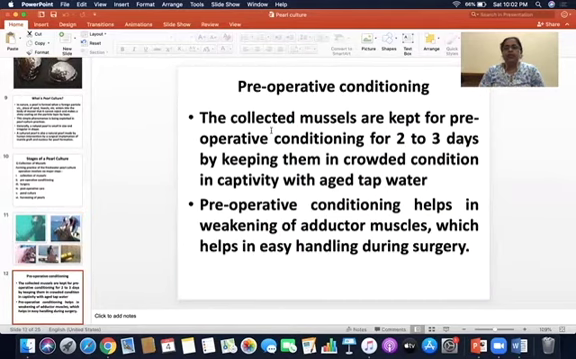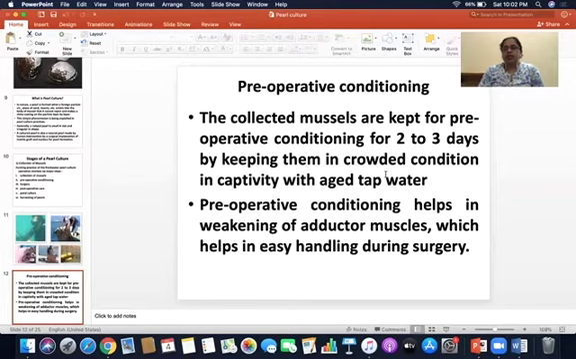The next step is pre-operative conditioning. Now, what is pre-operative conditioning? The collected mussels are kept in aged water for 2 to 3 days in a crowded condition. That is what is known as pre-operative conditioning.